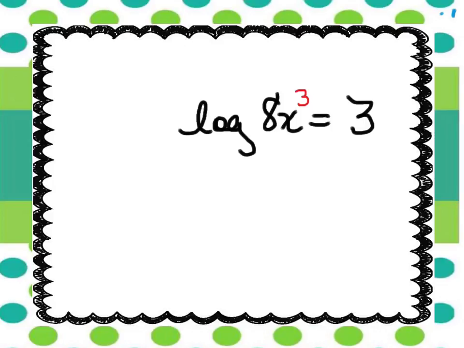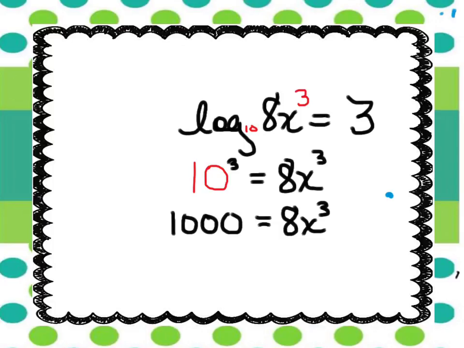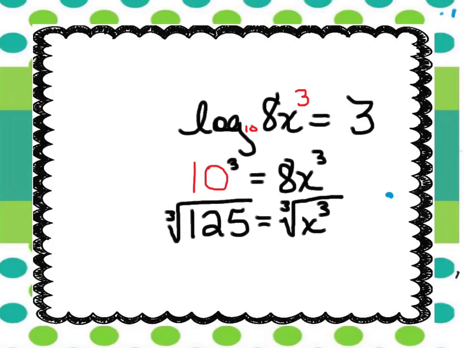And now we're at that point where we just have one log, and we can now convert this to its exponential form. So the base of this log is 10, and 10 cubed is equal to 8x cubed. And you just simply solve it, taking the cube root of both sides. The cube and the cube root cancel each other out, and so we're left with x equals 5.